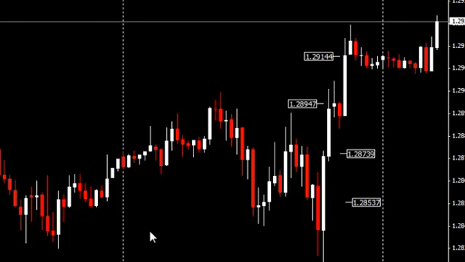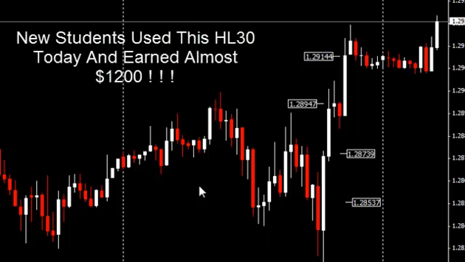Everything is easy. I have a checklist so you can confirm each step-by-step component of this trade so that you can guarantee that you're entering in the right trade. Again, almost another 60 pips earned here. Some of my students used this same trade today, the HL30 on the euro dollar and on the dollar Canadian, and they used it on standard accounts, and they earned just under $1,200 today.